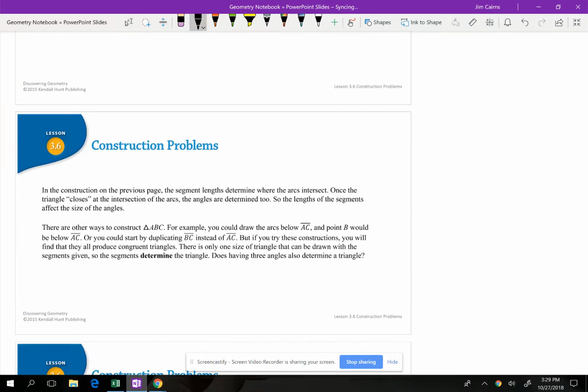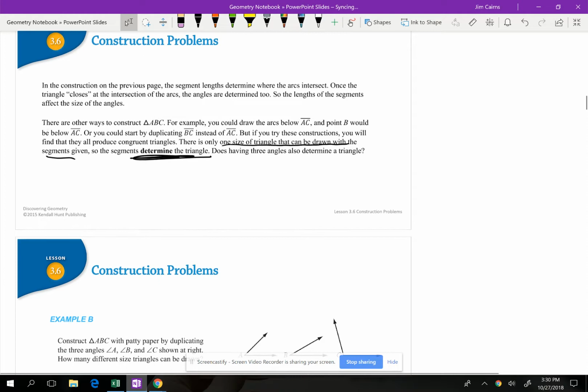So there are other ways to construct triangle ABC. For example, you could draw arcs AC and point B below arc AC and so on and so forth. But only one size of triangle can be drawn with the given segments. And if that's true, we say the triangle is determined. So if a triangle is determined, there's only one size of triangle that can be drawn with the given segments.